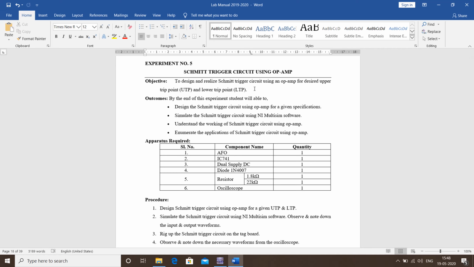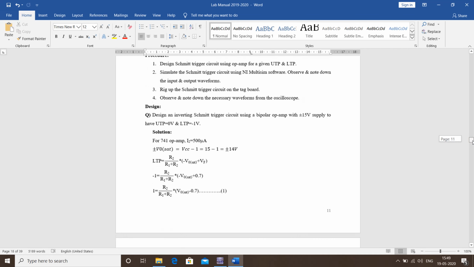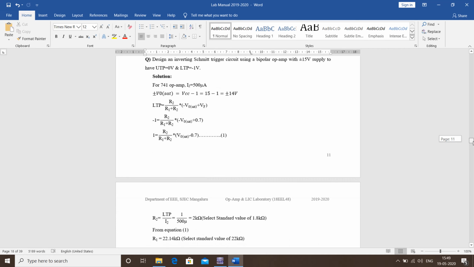The input we are going to apply is a sine wave, and the output for a Schmitt trigger will be a rectangular wave. It is not triangular, it will be a rectangular wave or a square wave depending upon the UTP and LTP points. We will directly move on to the design part of the problem.